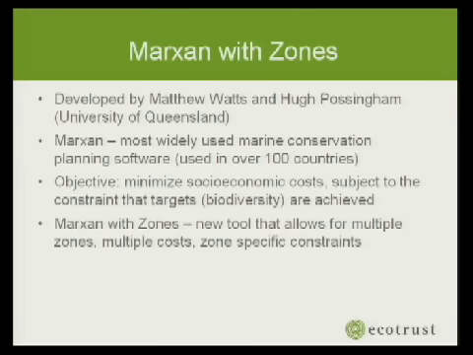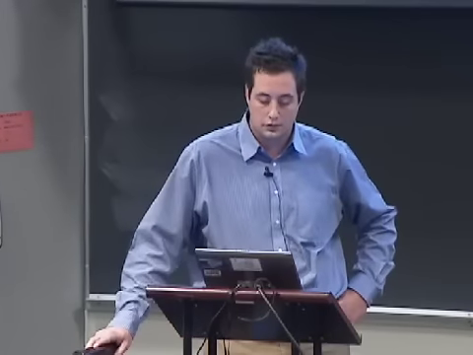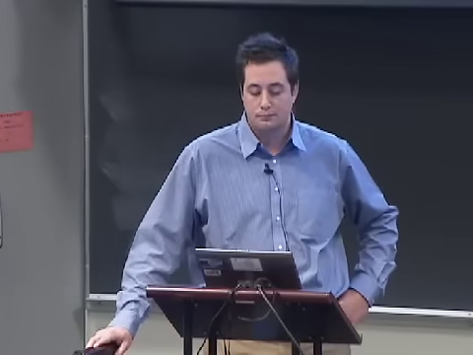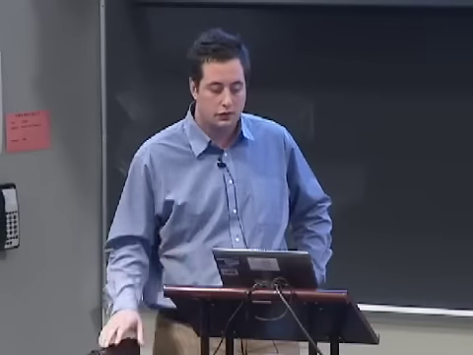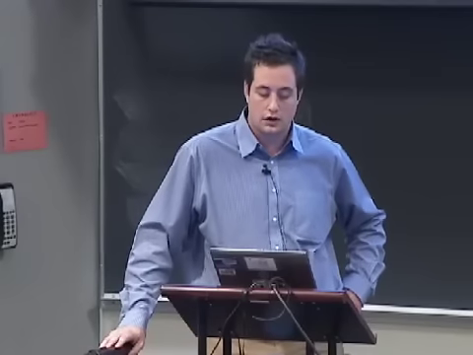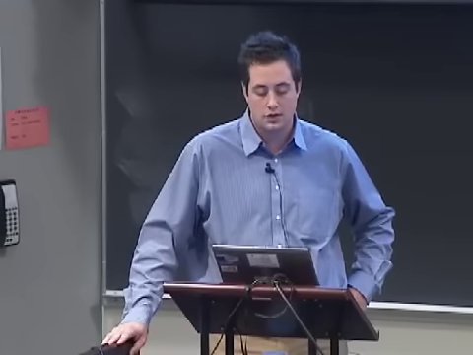And the main objective of either Marxan or Marxan with Zones is that what you're trying to do is minimize socioeconomic cost, subject to that you meet your targets. And we often think of targets as biodiversity targets. You set what those targets are, and it will always achieve those targets. But there are different ways of parameterizing it so that you can minimize your costs.